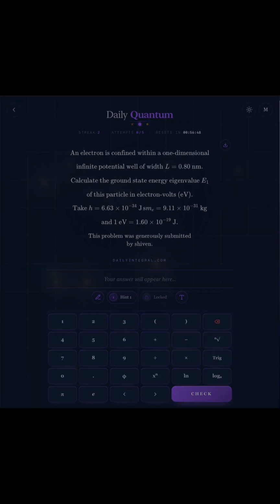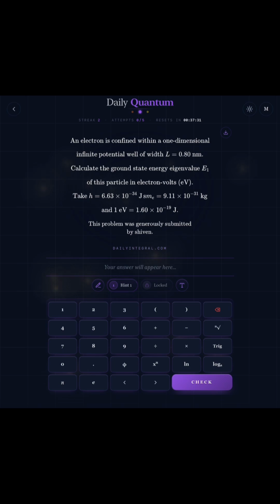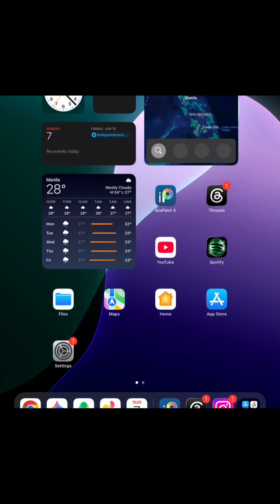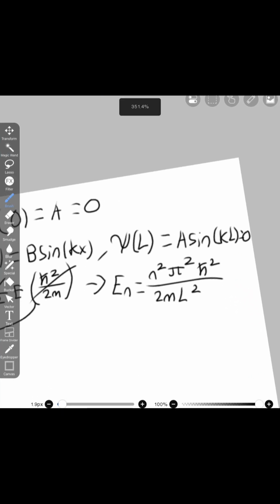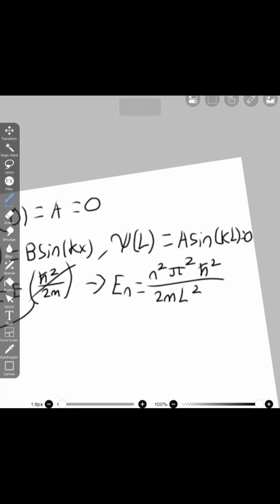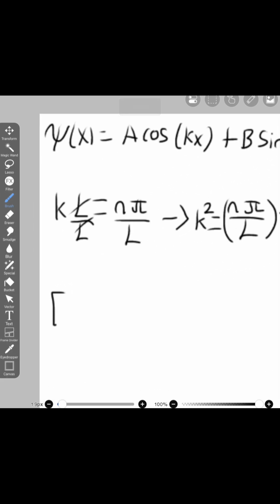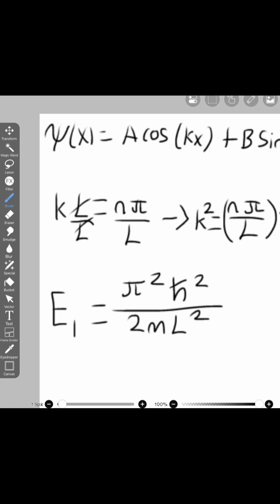Okay, so the ground state energy. Let's check the problem again. We are asked to calculate the ground state energy eigenvalue E1 of this particle in electron volts. So what we are going to do is set n equal to 1. E1 is equal to pi squared times h bar squared all over 2m times L squared.